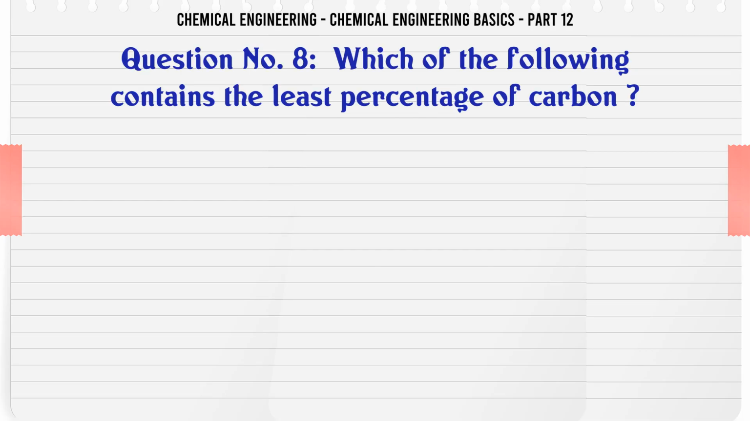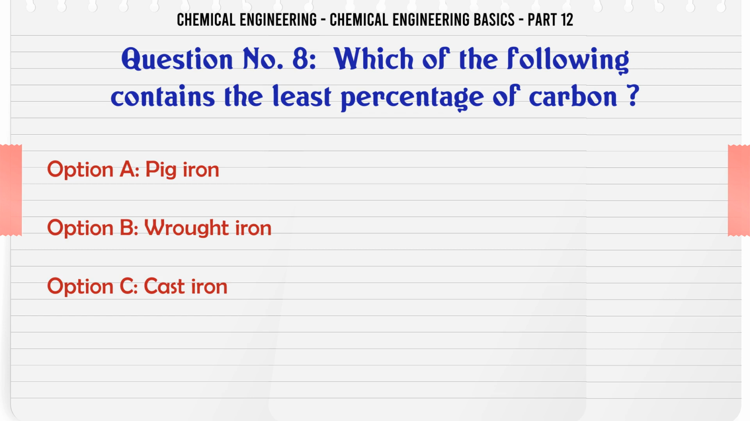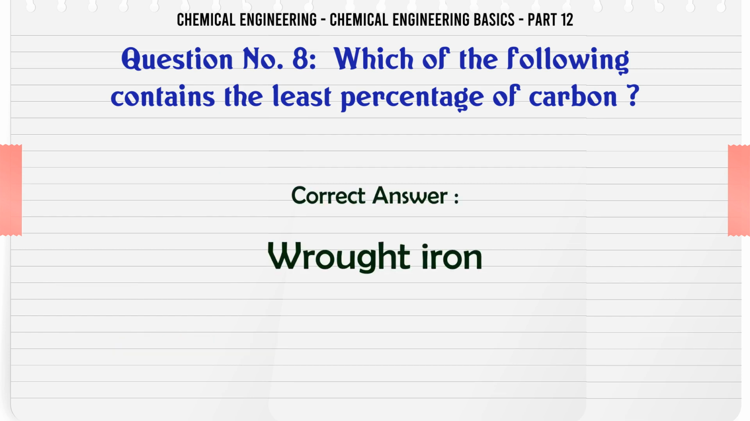Which of the following contains the least percentage of carbon? A. Pig iron. B. Wrought iron. C. Cast iron. D. Malleable iron. The correct answer is wrought iron.